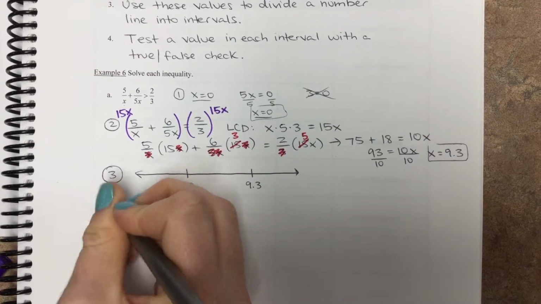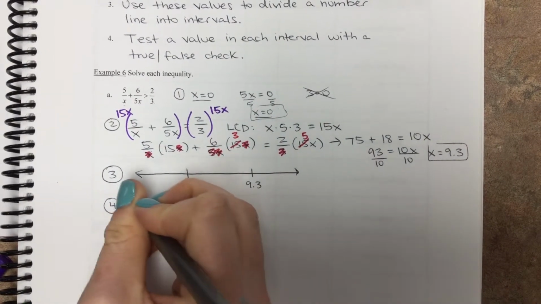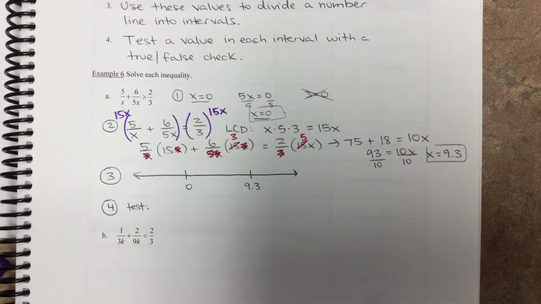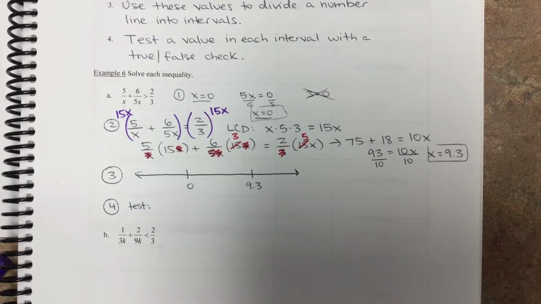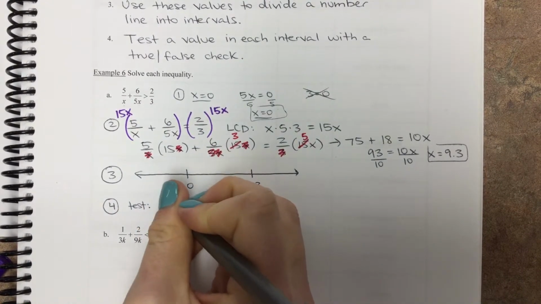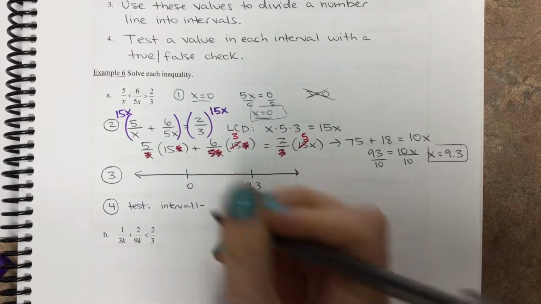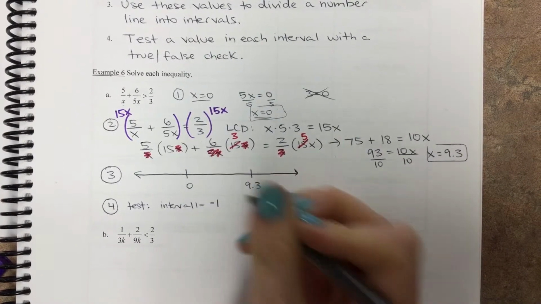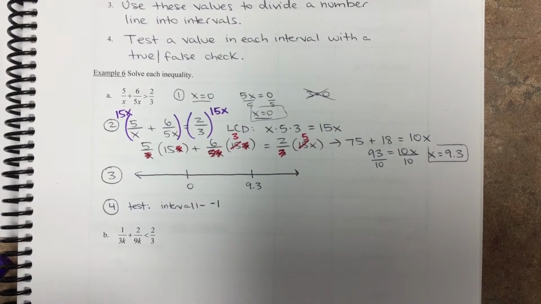Okay, so for step 4, I'm going to test a value in each interval. So my test values, and you can make your calculator do this for you, and I'm going to show you how. So test value. On interval 1, I just need something smaller than 0. So let's use a -1. Why not? So plug in a -1, and it's going to work like this.